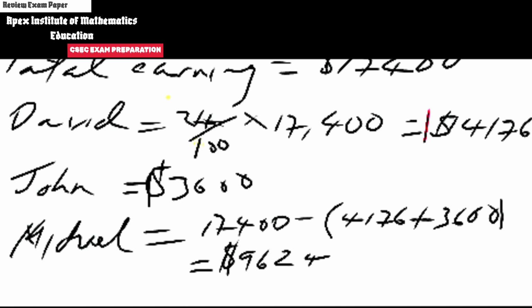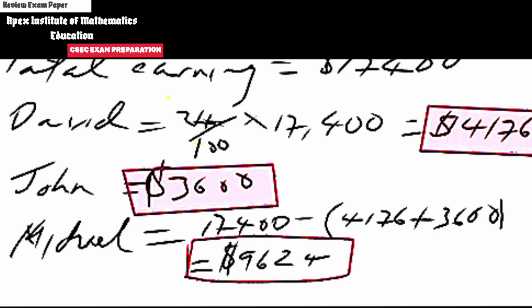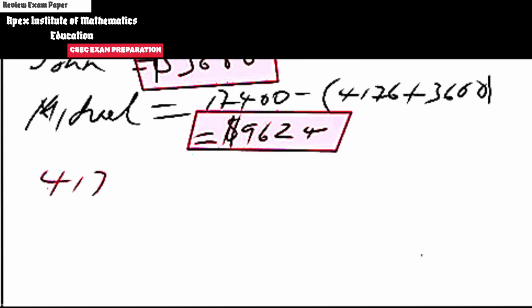So now what we have, let's put a couple of boxes here. What we have here is David's amount. We have John's amount. And we have Michael's amount. So we're going to write that in ratio form. David was first, John was second, Michael was third. So David is 4,176, and we're going to put a colon, just like a regular ratio. 3,600, a regular colon. And then we're going to have 9,624.